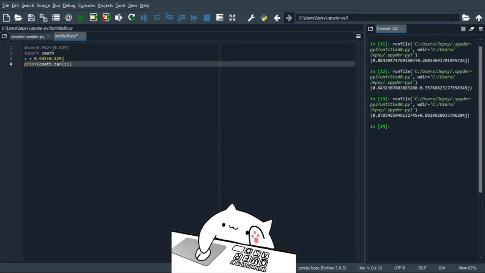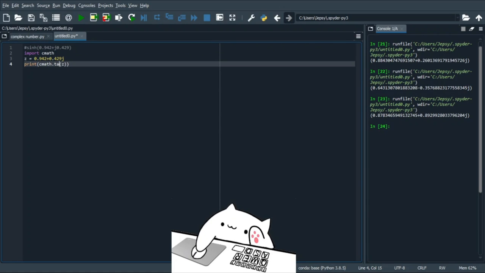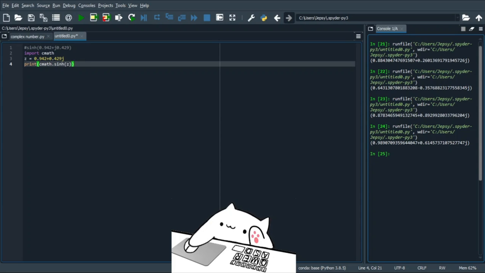Okay, next we're going to deal with the hyperbolics. So I'll change this to sinh, and your angle is, let me see, okay, still the same. So we're just going to change this. So your print cmath.sinh of z, since your complex number is still the same from the previous, so we just leave it that way. So F5, so your answer is 0.98 plus 0.61j.